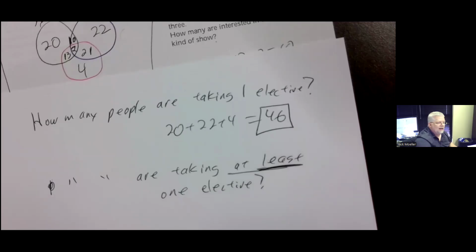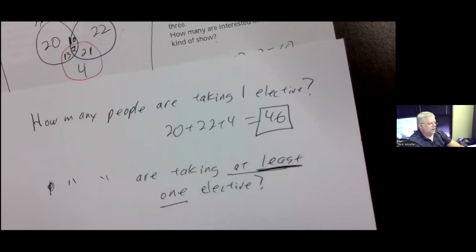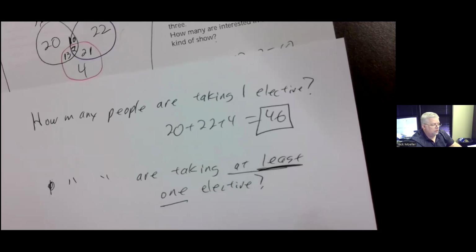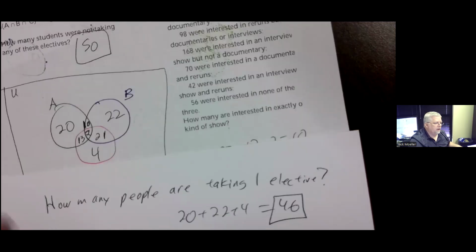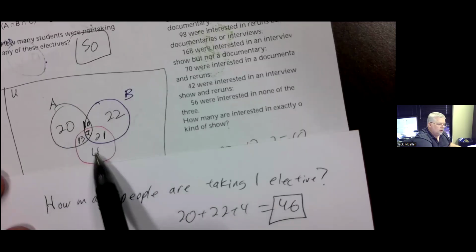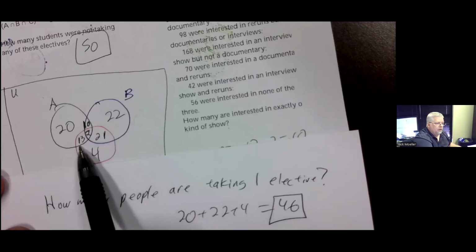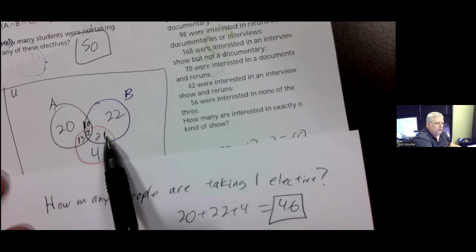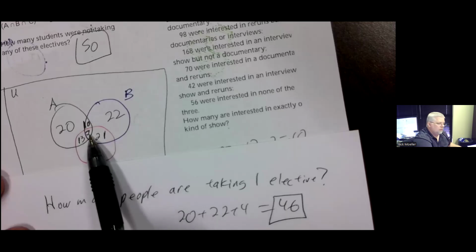Here, the new thing is "at least one." That means they could be taking one elective, two electives, or three. So where is that on the Venn diagram? Well, one elective would be in the only region. If they're taking two, that would be the 13 and the 10 and the 21 region. If you're taking three, that would be in the middle.